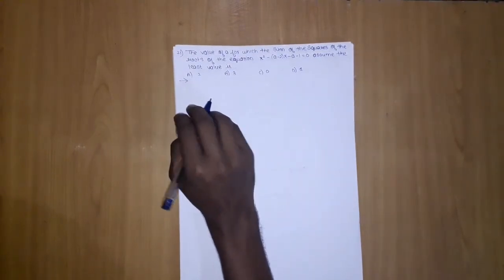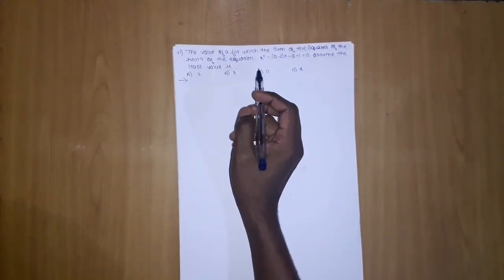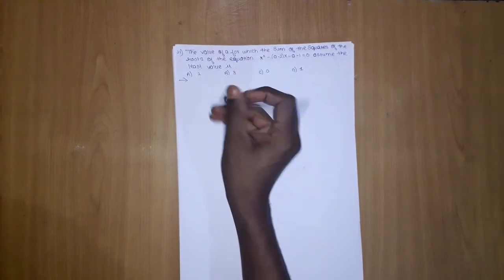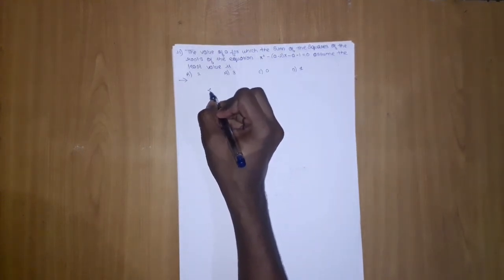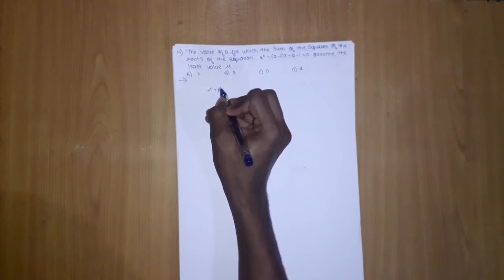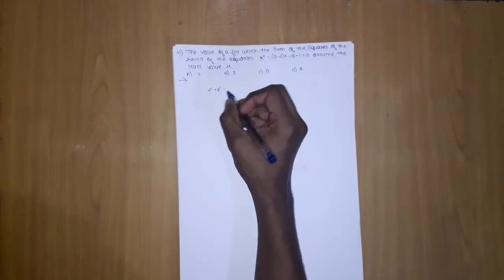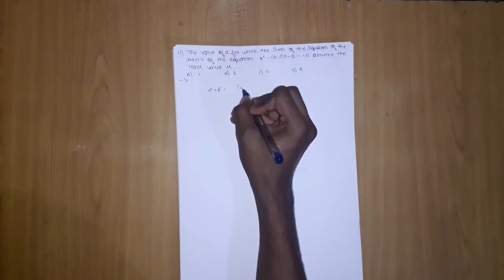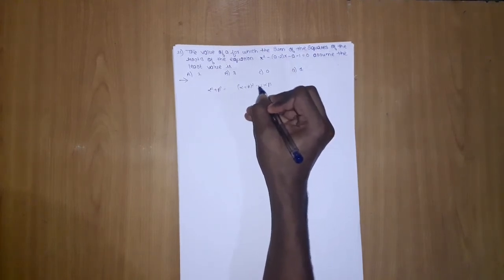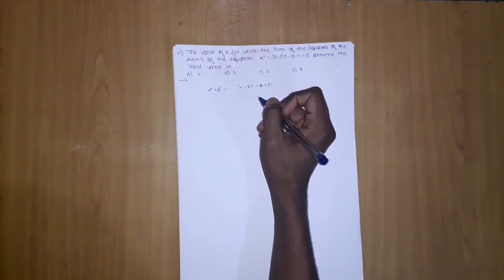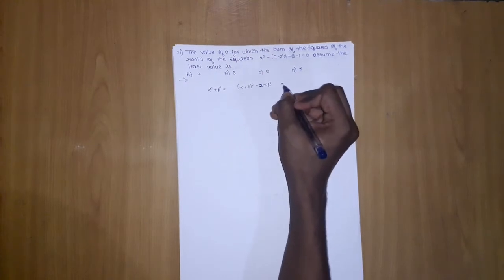So first, let's understand what the condition is. The sum of the squares of the roots means this, and we know it is equal to (alpha plus beta) the whole square minus 2 alpha into beta. How it came, you can refer to any book. It is very easy, nothing great to explain in this.